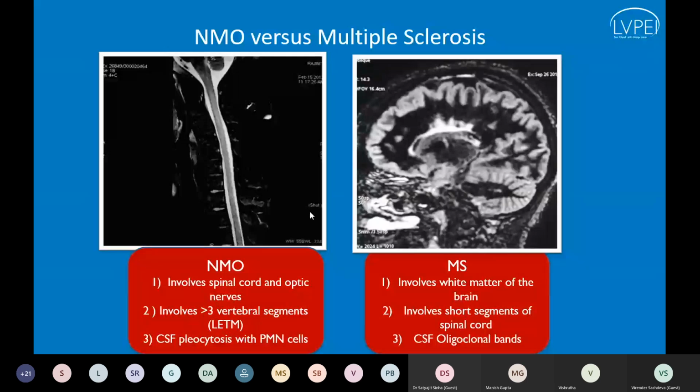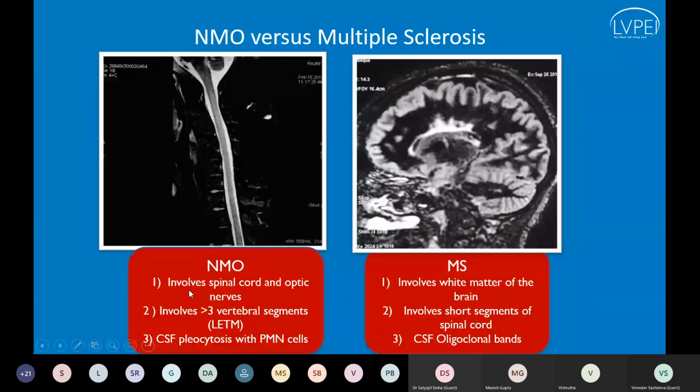So we saw two different examples here. One was multiple sclerosis, one is NMO. So in MS, you see involvement of white matter of the brain as well as the optic nerve. The involvement of the spinal cord might be there, but in short segments. In the CSF, you will see that oligoclonal bands might be present.